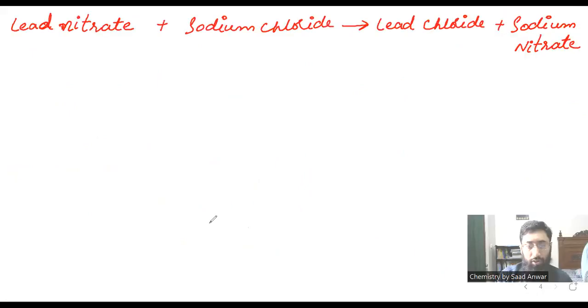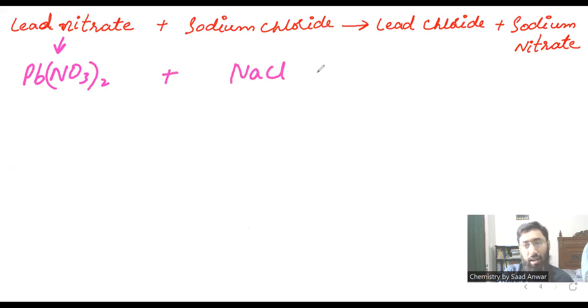So there is an equation, guys. Let me write that equation first to save your time. So guys, welcome back. This is lead nitrate, Pb(NO3)2 is the formula of lead nitrate. And this is sodium chloride, the very famous formula NaCl. And this is lead chloride, PbCl2 is its formula, and sodium nitrate, NaNO3 is the formula of sodium nitrate.